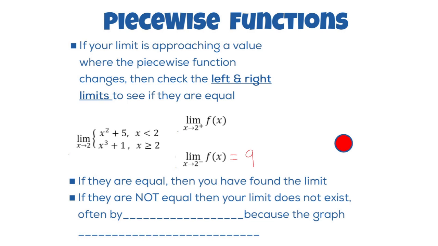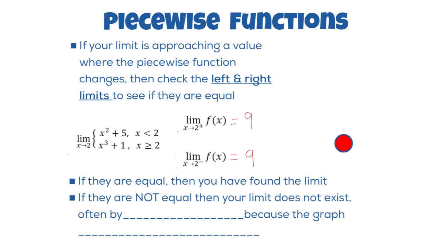Okie doke. And then the second function I am using anytime x is bigger than 2. So that's going to be on the right side. So that means I am approaching 2 from the right because that's the function happening over on the right side. So let's plug 2 in here. That's going to be 2 cubed, that's 8 plus 1. Got 9.